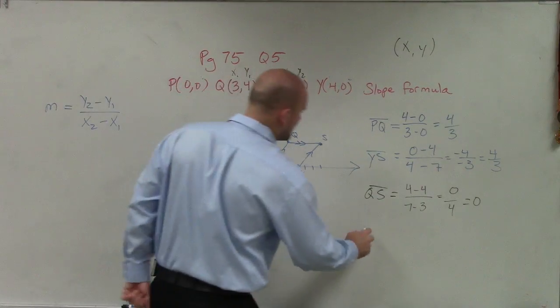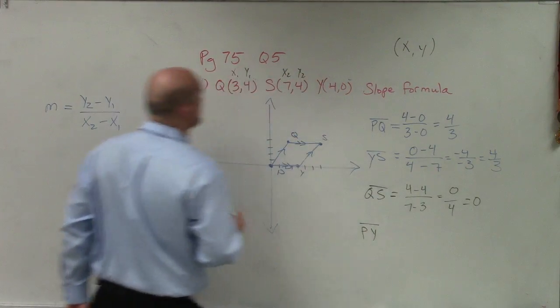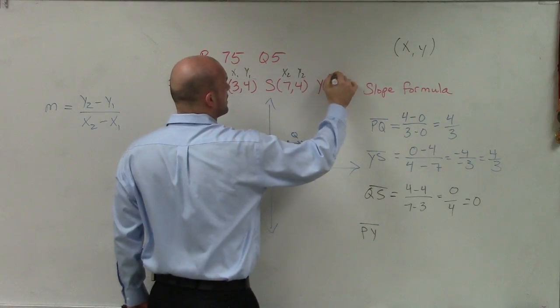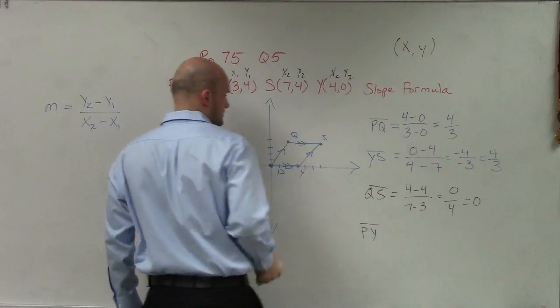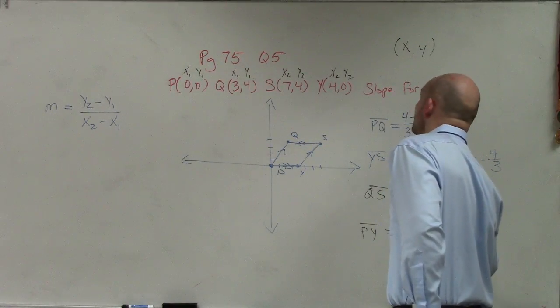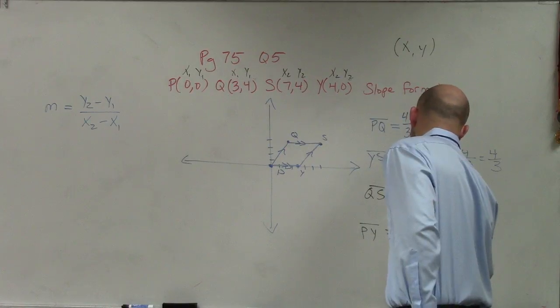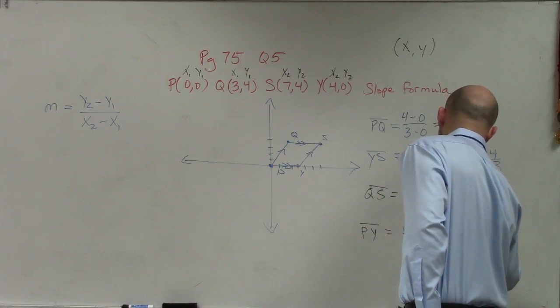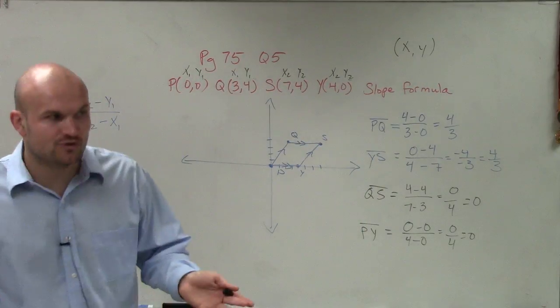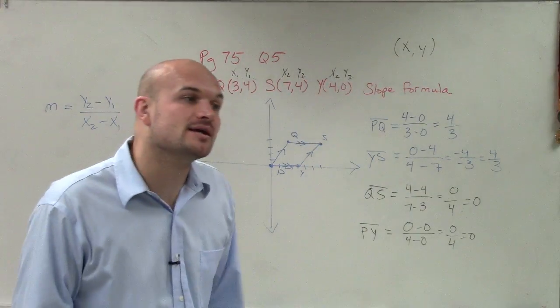Then I'll do PY. So I'll label that x1, y1, and this x2, y2. So then again, I'm doing 0 minus 0 divided by 4 minus 0, which is equal to 0 over 4, which equals 0. So ladies and gentlemen, can I now prove that those coordinate points make up a parallelogram?